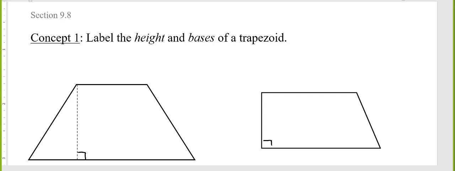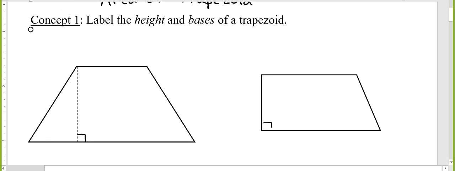The section today is on the area of a trapezoid. So we're going to do the area of a trapezoid. Now, what is a trapezoid? It is a quadrilateral, so it has 4 sides. And the only requirement on this one is that 2 of the sides have to be parallel.